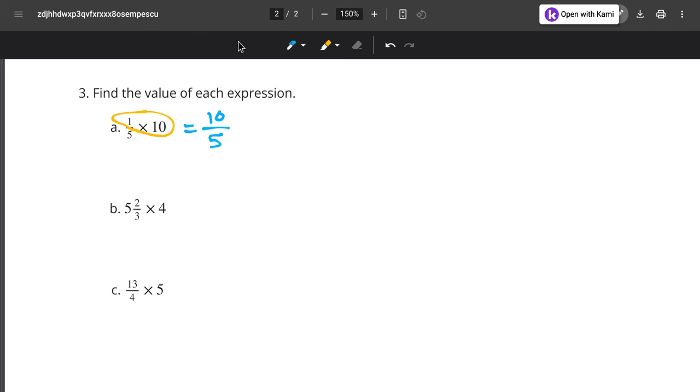Or we could ask ourselves, well, how many times will 5 go into 10? Well, that will go in exactly 2 times. So our answer can be 10/5. Our answer can be 2 wholes, or really anything that's equivalent to that, boys and girls. Okay, let's go ahead to number B.